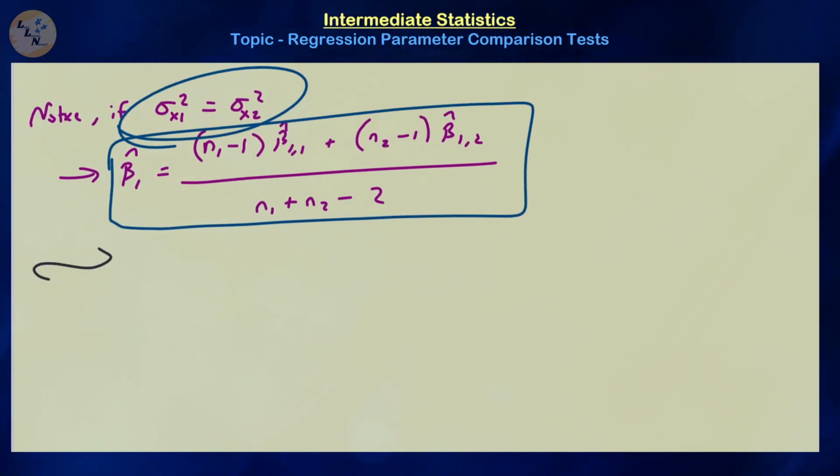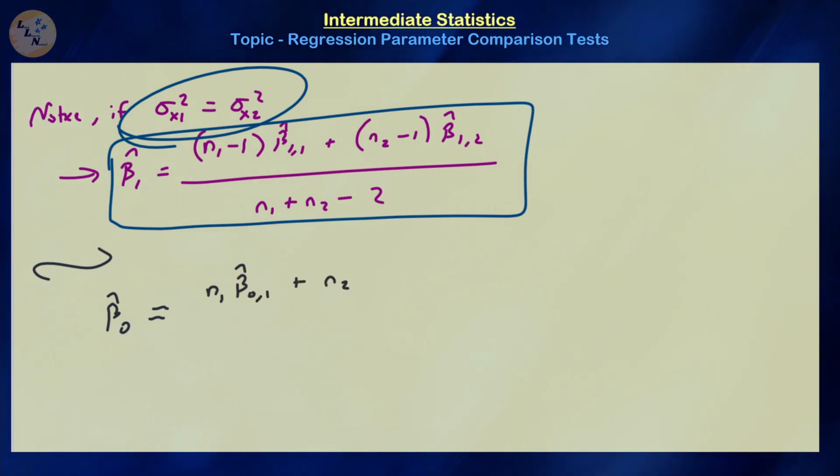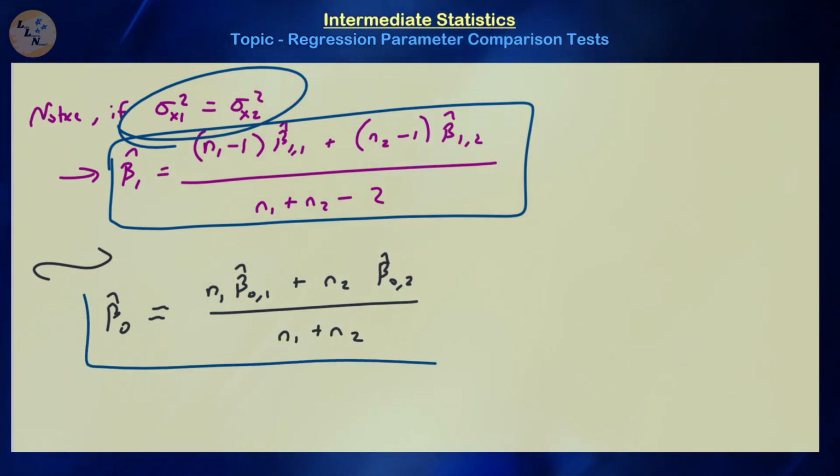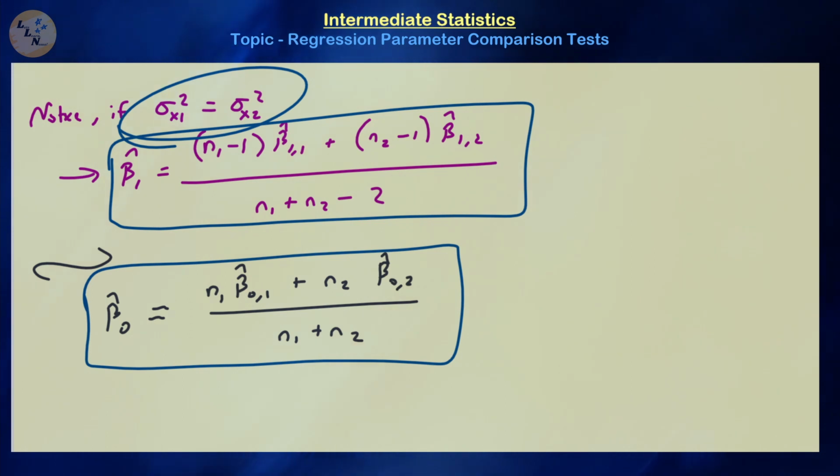So one can show that beta hat 0 can be approximated by n1 beta hat 0,1 plus n2 times beta hat 0,2 all over n1 plus n2. Now remember, or notice, that it's not n1 minus 1 and n2 minus 1, and the bottom isn't n1 plus n2 minus 2. And why is that? I'll leave it to you to think about. But for now, I'll just leave it there.